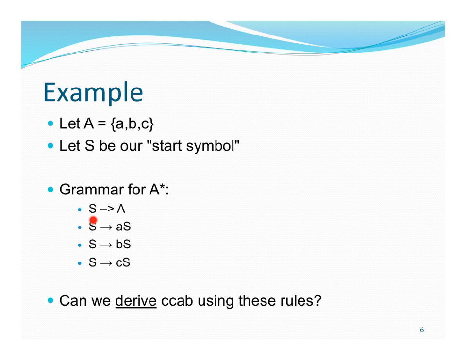So when you start, you either end up with lambda, or you end up with A followed by something made up of S, B followed by something made up of S, C followed by something made up of S. Let's try and derive the string CCAB, and then you'll see what's going on here.